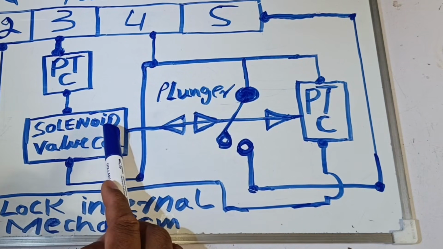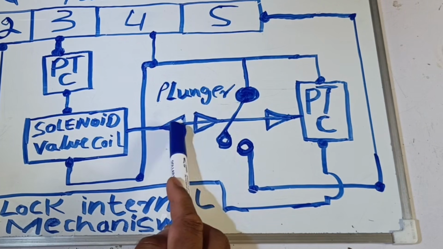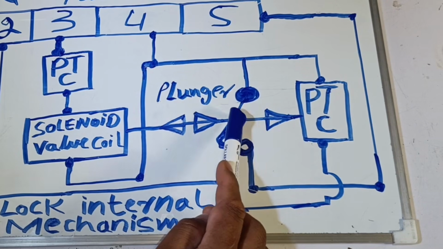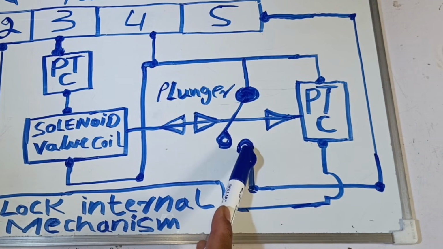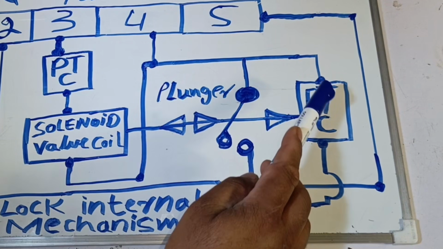Inside this solenoid valve, there is a plunger installed. When the coil is energized, the plunger moves forward and backward, operating in both directions. This movement is what controls the locking and unlocking mechanism of the door. The third connection goes to the PTC sensor.